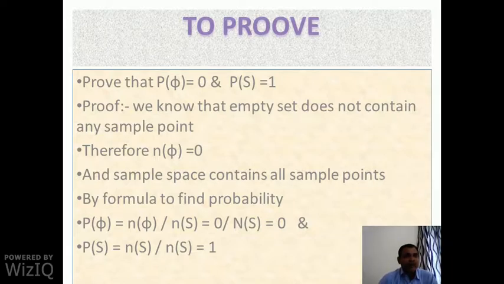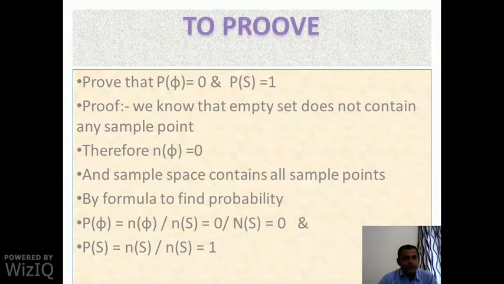that is define and prove, in which we will prove two theorems in probability. Very first is prove that P of phi is equal to 0 and P of S is 1. That is, probability of empty set is equal to 0 and probability of sample space is always 1.